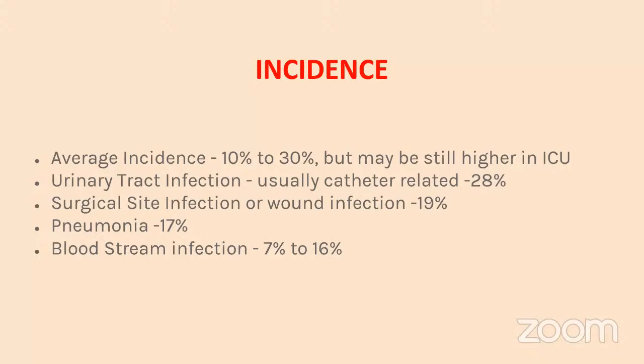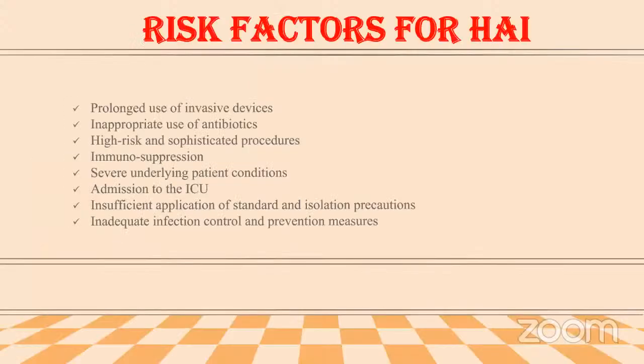UTIs, when catheter related, are 38%. Surgical site infections or wound infections stand for 19%. Pneumonia is 17%, and bloodstream infections are 7% to 16%.